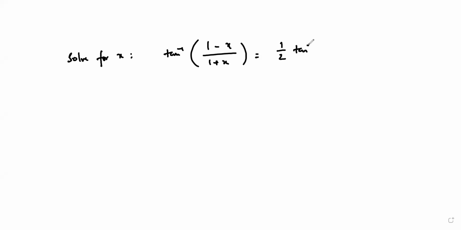Next one. Solve for x. Tan inverse of 1 minus x by 1 plus x is equal to half tan inverse of x, where x is greater than 0. This is also an exemplar question. So first, because I have tan inverse outside, I will let x equal tan theta, right? Can I do that, sir? Yes, sir.